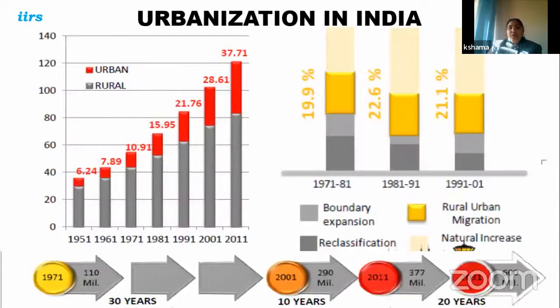Although it is said that India has less urbanization till now, with only 377 million urban population, this number is very huge if you look at the total number of people living in urban areas.